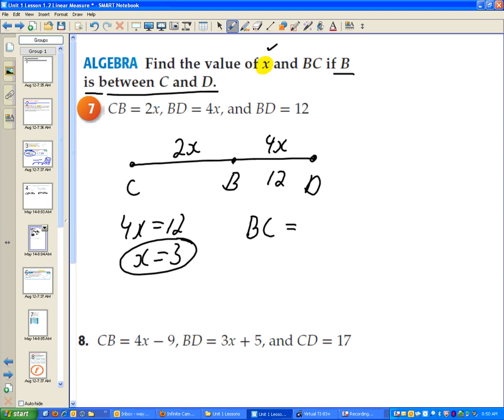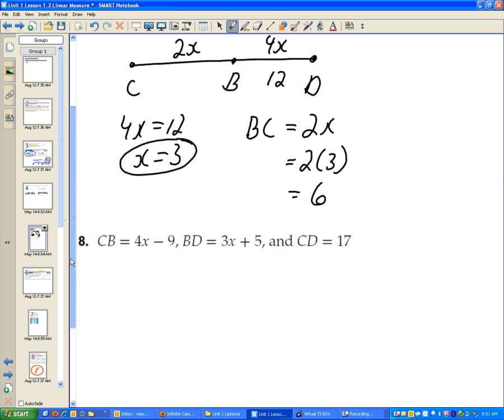Second answer, I need the length of BC. They told us that CB equals 2x. Well, CB and BC are the same thing, aren't they? Because the order you put the letters in doesn't matter. So that means BC equals 2x. Since x equals 3, substitute 3 for x, and then BC equals 6. Make sense? Yeah, I thought it would. Let's try number 8.